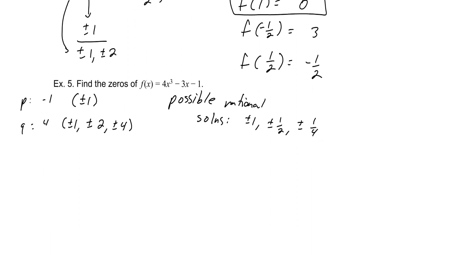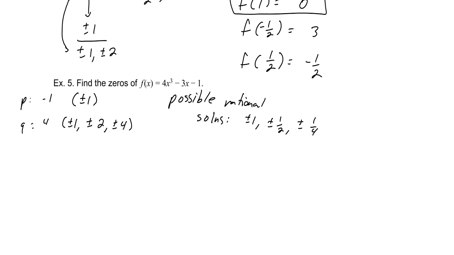All right, from there, we could evaluate for all of these. Let's actually do some synthetic division. So let's start with 1. All right, so we'll take 4, 0x squared, minus 3x, minus 1. So 1 times 4 is 4, 0 plus 4 is 4, 1 times 4 is still 4. Negative 3 plus 4 is 1, 1 times 1 is 1, and that is 0. All right, so this means that 1 is actually a solution.